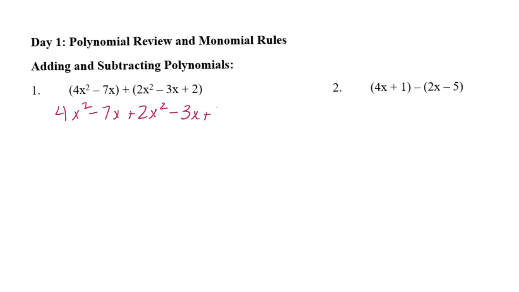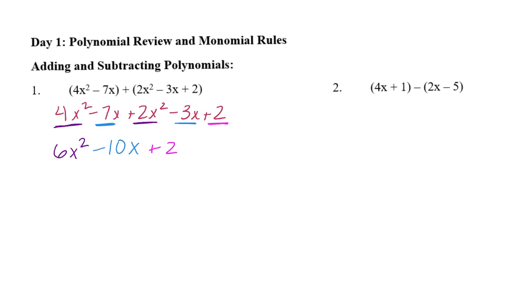And like terms are defined as something with the same base and exponent. So 4x squared and 2x squared will be like terms. They'll be combined together to get 6x squared. Then negative 7x and negative 3x will be combined together to get negative 10x. And then there's nothing like the plus 2, so we just put it on the end.